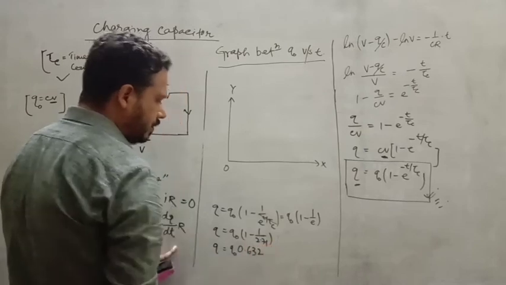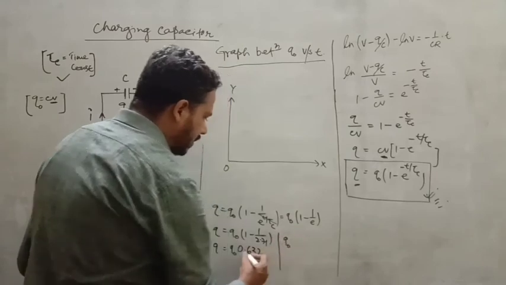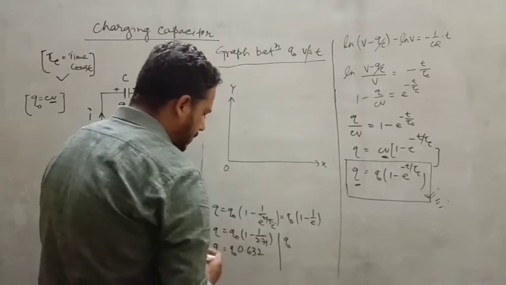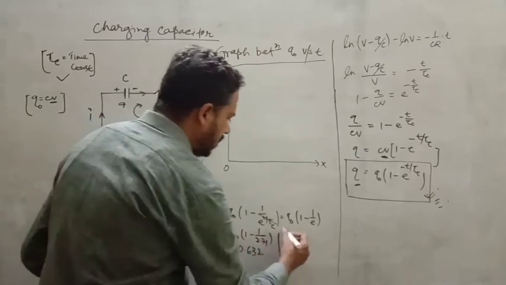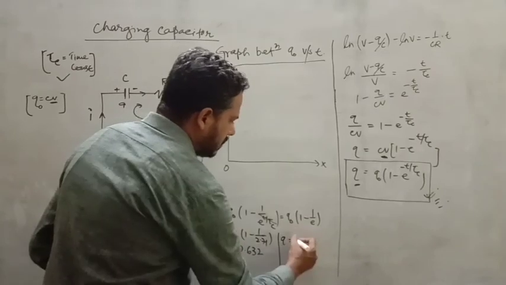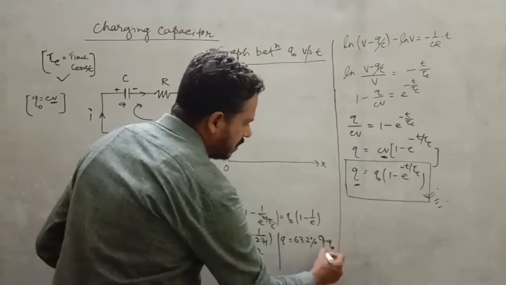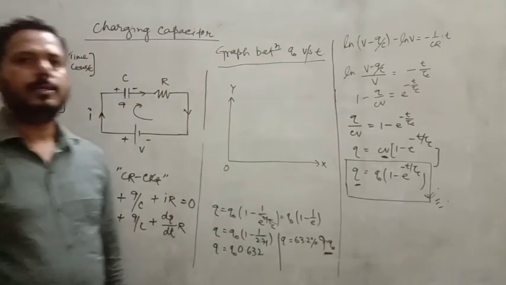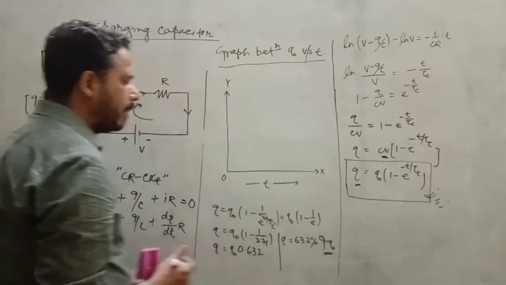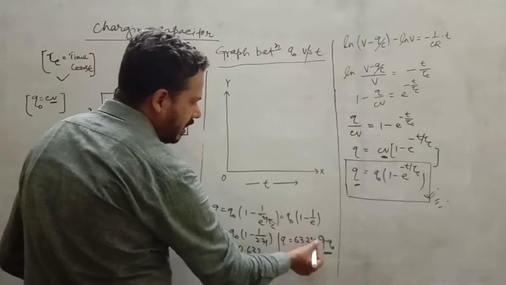You will get this much. That means you will get only 63.2% of the maximum value. This Q is 63.2% of Q naught. Only this much you will get. That means this one is your time t. What you are saying is that only 63.2% of the maximum charge will be stored after a span of time t.